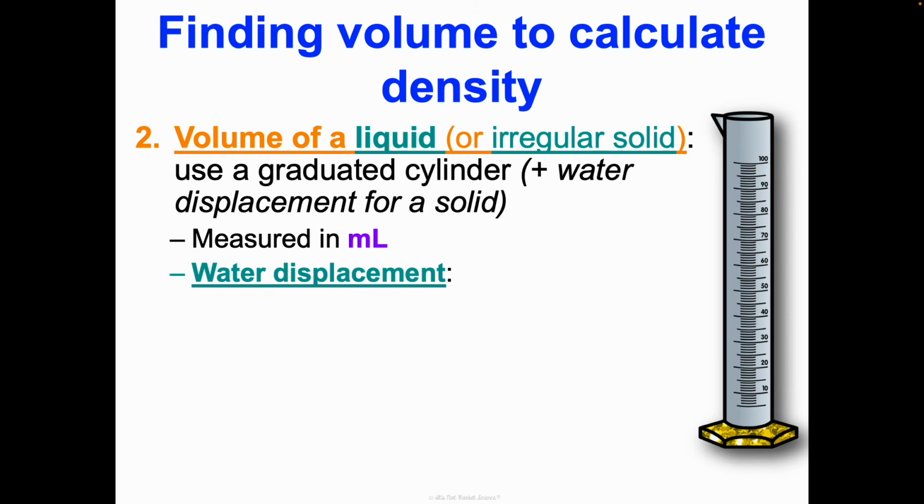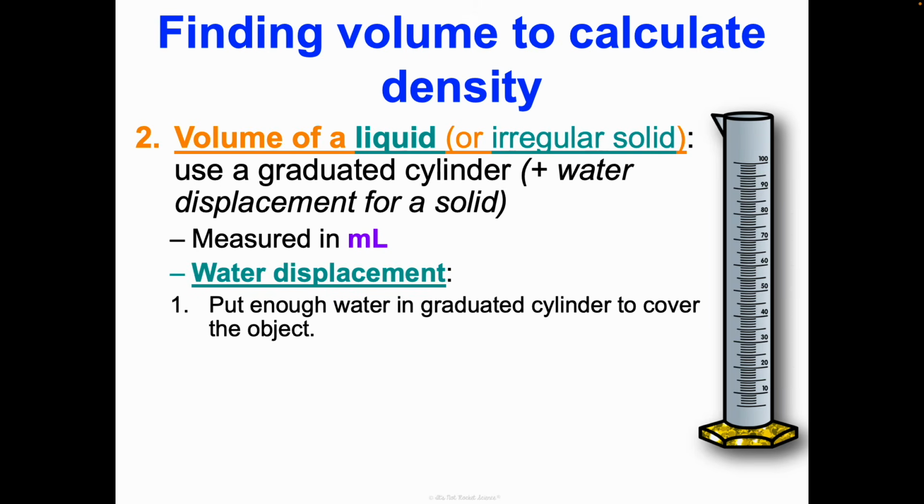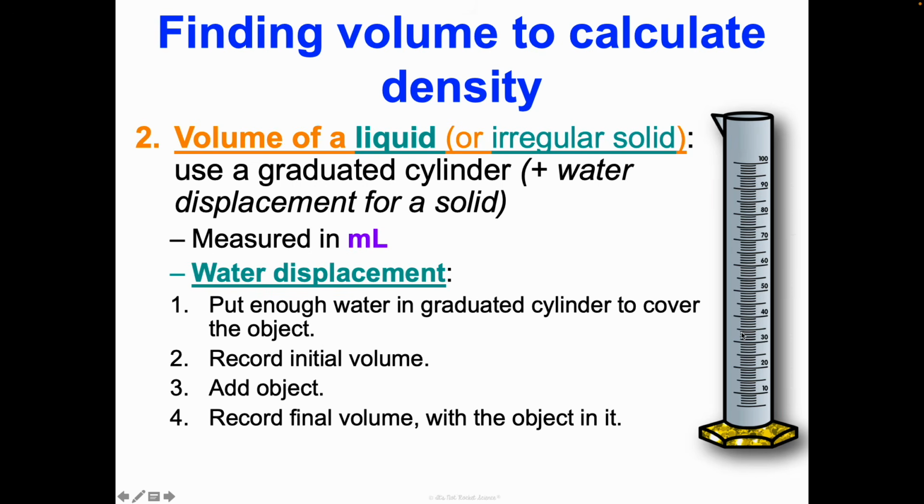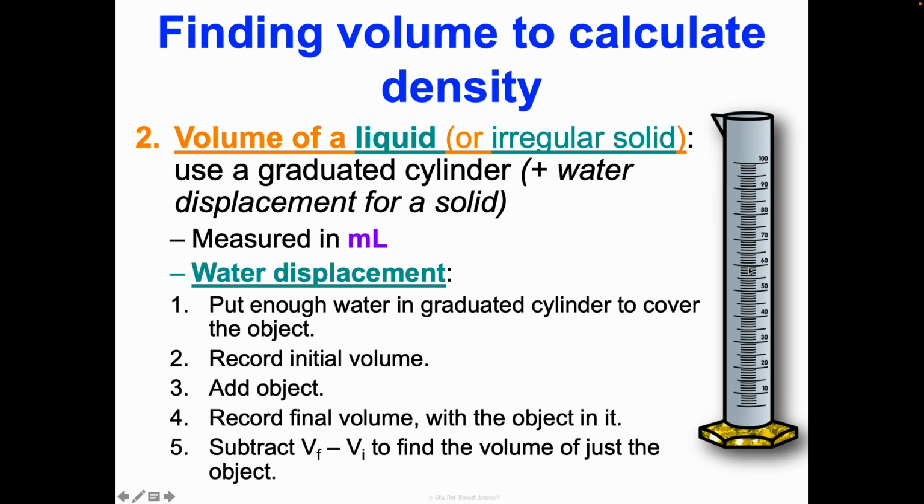Here's how you do water displacement. You put enough water in a graduated cylinder to cover the object. Write down your initial volume, or make note of it. Like let's say you fill it up to 40 milliliters, okay? Then you add your object to the water in the graduated cylinder and record the final volume with the object in it. So let's say I add my object and now it jumped from 40 to 60 milliliters. And then I just subtract final volume minus initial. So 60 minus 40 would give me 20 milliliters, and that would tell me the volume of the object. So all these steps make it sound complicated, but it's really, really simple to do.